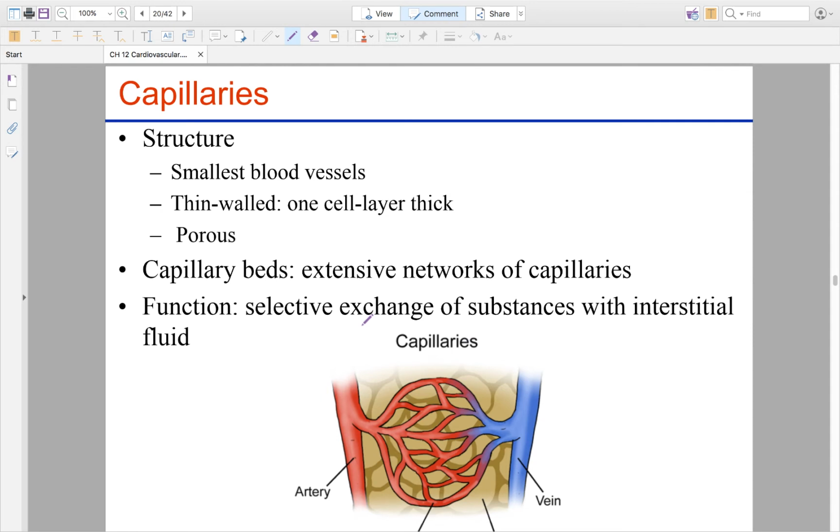All right, now our capillaries. Capillaries are very small, very thin. They're about one cell.